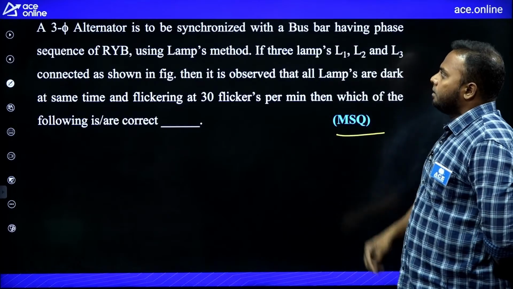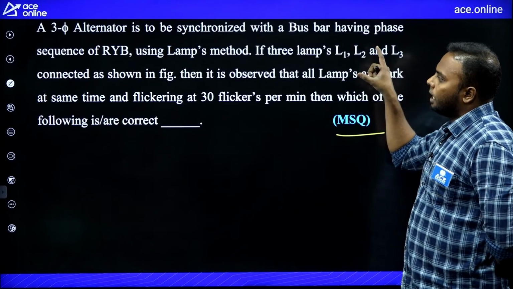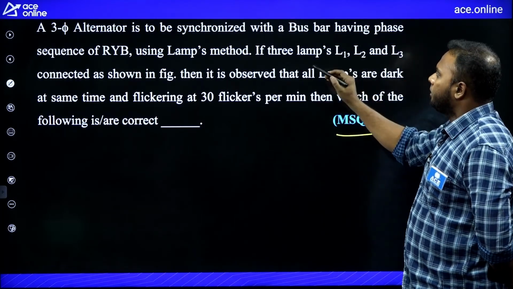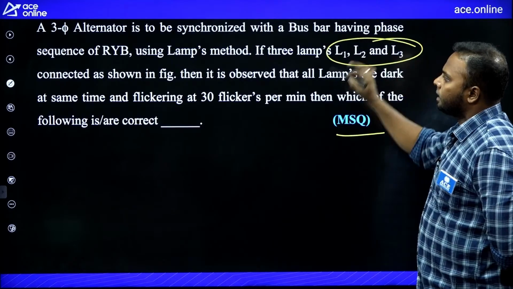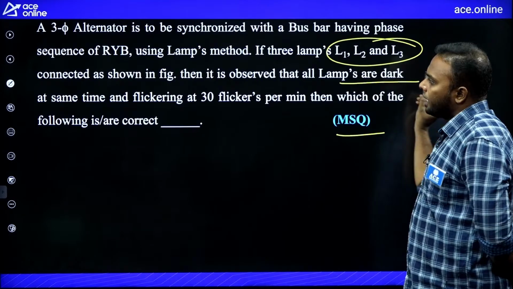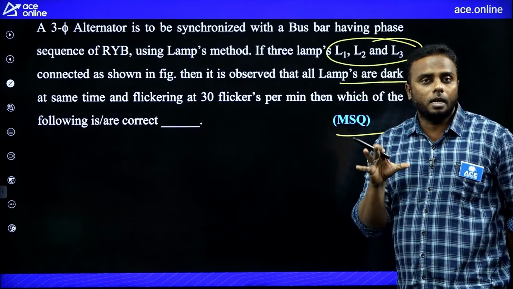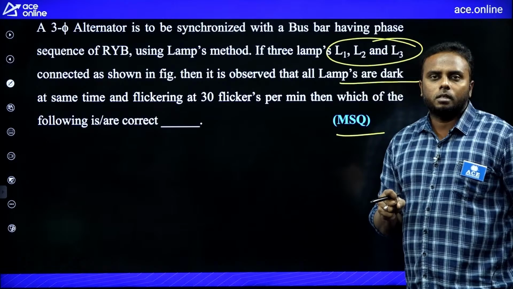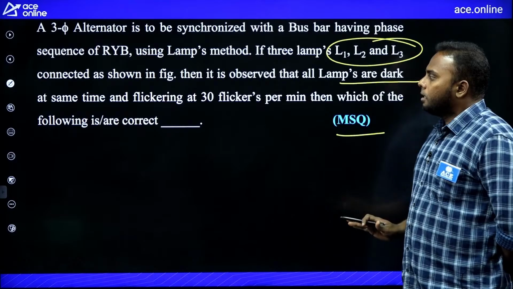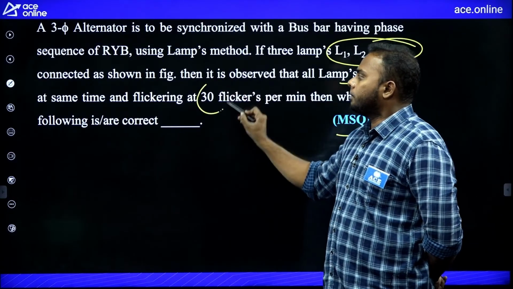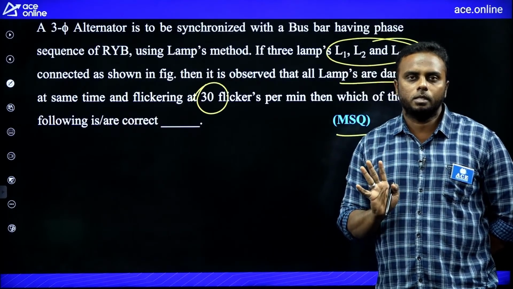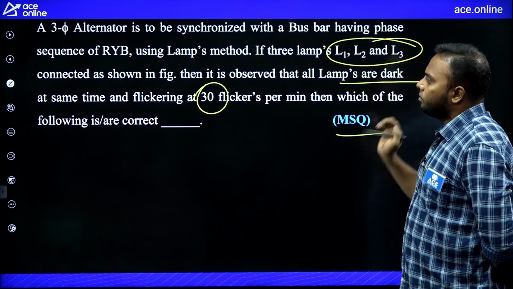A three-phase alternator is to be synchronized with a bus bar having phase sequence RYB. Using lamp methods, if three lamps L1, L2, L3 are connected as shown in figure, and it is observed that all lamps are dark at the same time. All the lamps dark at a time. Not like one is first dark, after some time other dark, not like that. All are dark at a time. And flickering at 30 flickers per minute. Means frequency difference is there. Frequency difference is there, no doubt. Then which of the following are correct?